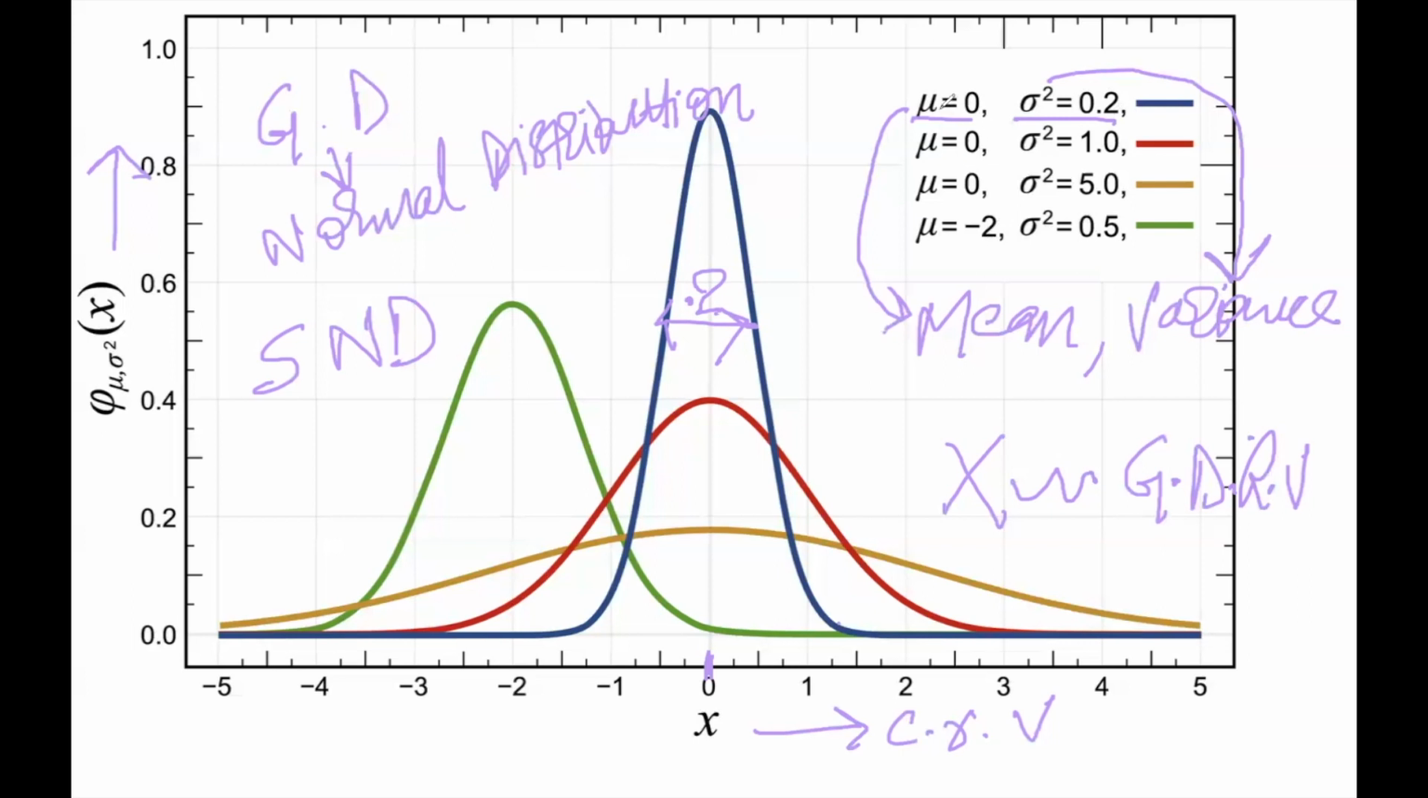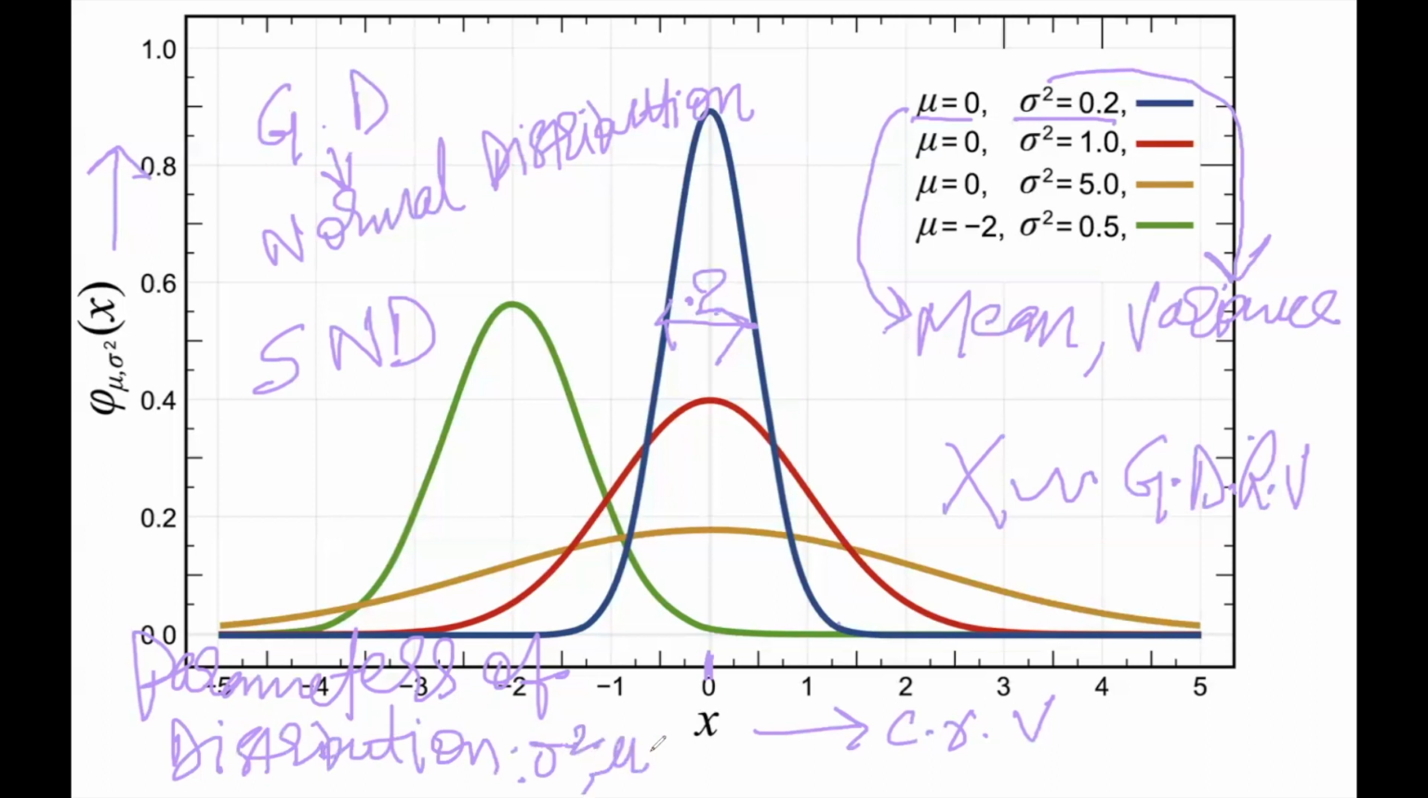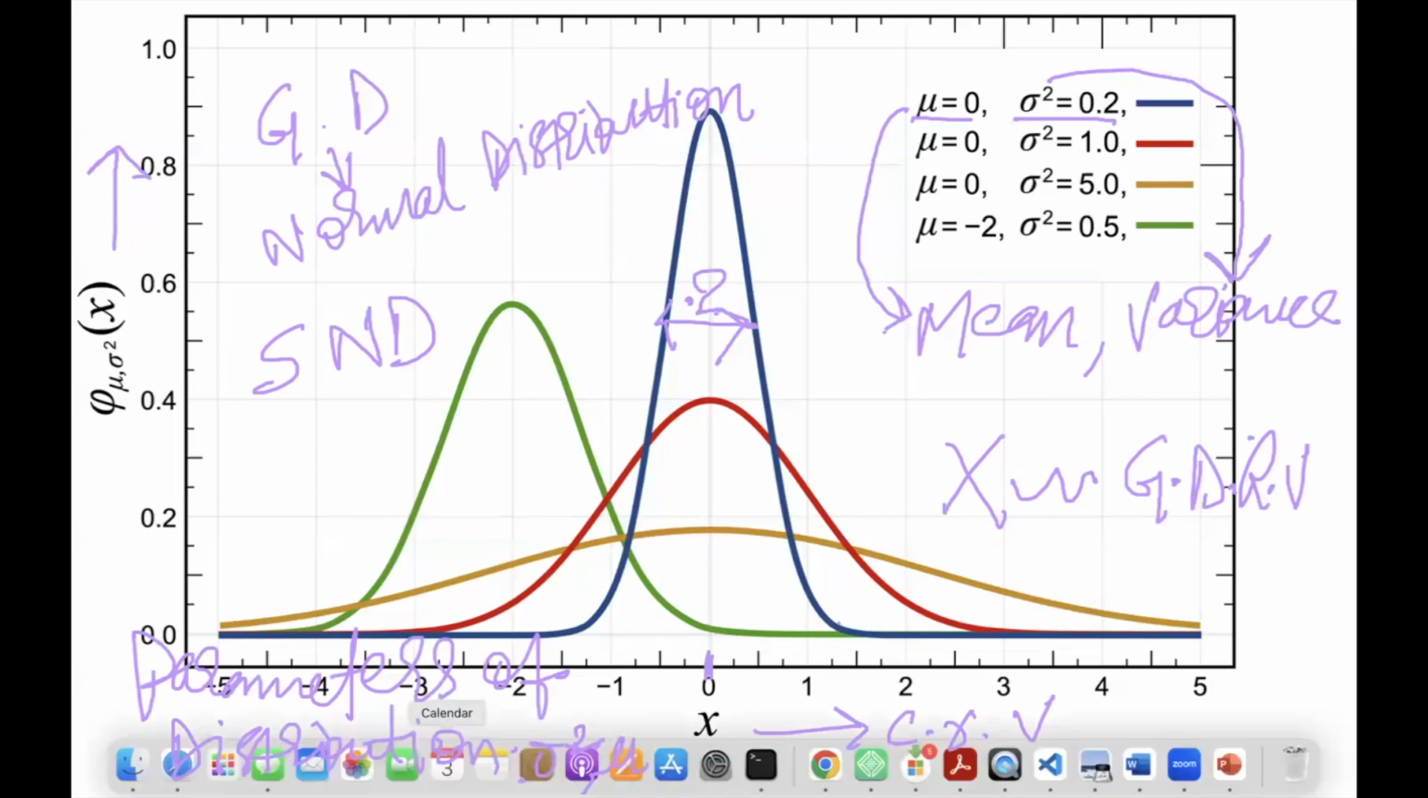So these two values, mu and sigma squared, that is variance, are called parameters of the distribution. What are my parameters? Mu and sigma square. So these two things are called the parameters of the distribution.